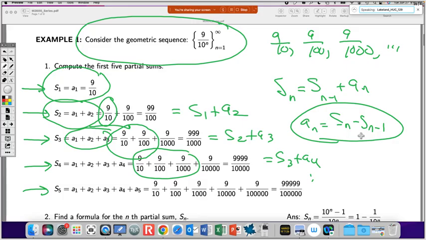You think of the nth term defined recursively as you add up the first n terms, subtract off the first n minus 1 terms, and that just leaves you with the nth term. Does that make sense or not?